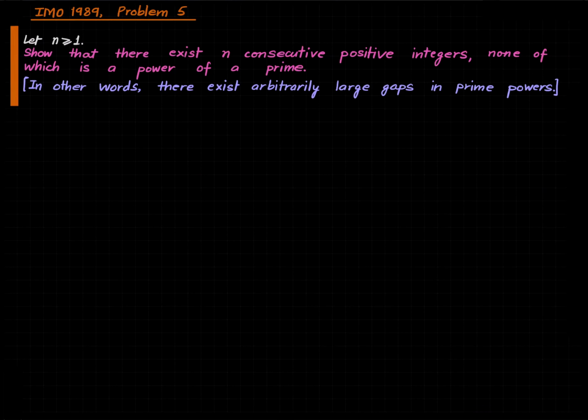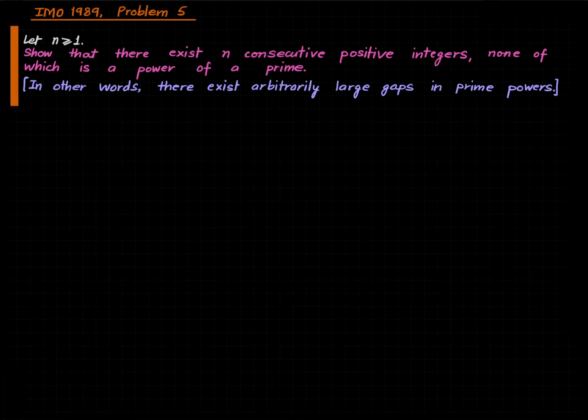So this is also a very interesting fact. This is a problem that appeared in IMO 1989. This was problem number 5. It says that suppose n is a positive integer. We want to show that there exist n consecutive positive integers such that none of these consecutive integers is a prime power or a power of a prime.